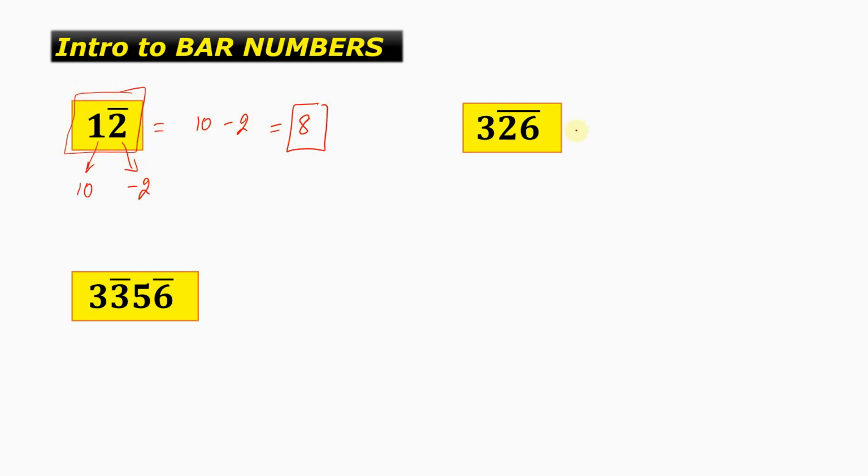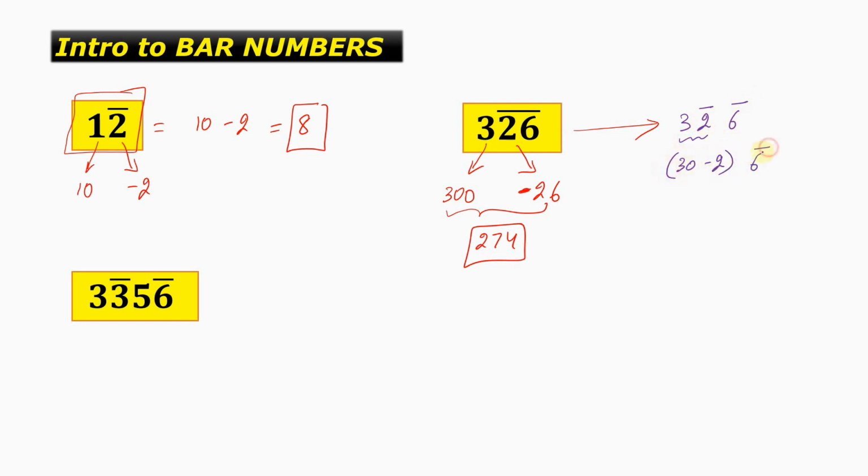Now we have 3, 2, 6 bar. Okay, so this 3 is at the hundreds place, so this is 300. And 26, there is a bar on top of 26, so this is minus 26. So the first method is that you simply write it as 300 minus 26 and this will become 274. Okay, and the second method, method number 2, is that you write it as 3, 2 bar, 6 bar. So you solve this first. So this is 30 minus 2, 6 bar.